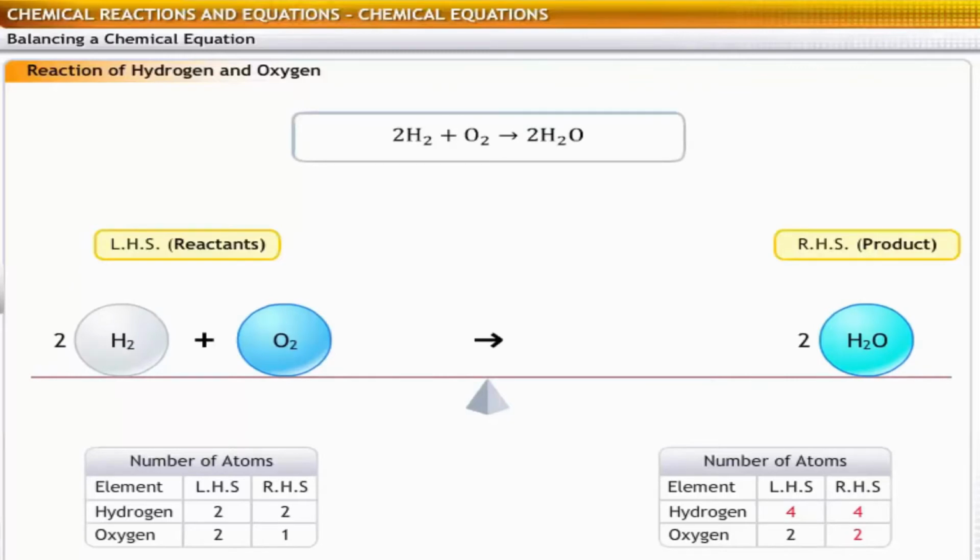Now, let's take a look at the final equation. The atoms of each element on the left and on the right hand side of the equation are now balanced as per the law of conservation of mass. According to the final balanced equation, 2 molecules of hydrogen react with 1 molecule of oxygen to form 2 molecules of water.